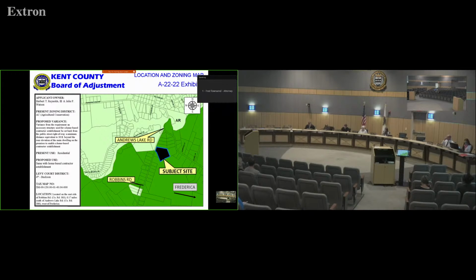Okay, any thoughts or discussion? I'll make a motion to approve application A-22-22 per staff recommendation and the hardship that these setbacks create. This unbuildable triangle for them to build a pole barn for their home-based contractor, and where they're putting it is a logical location. Second. So we have a motion and a second. When you're ready.